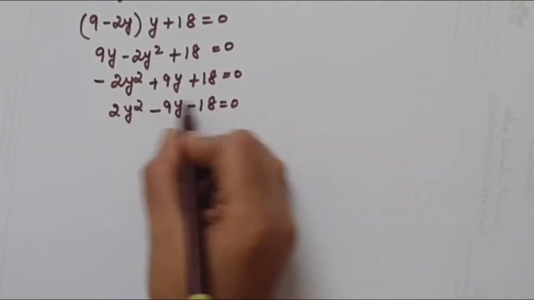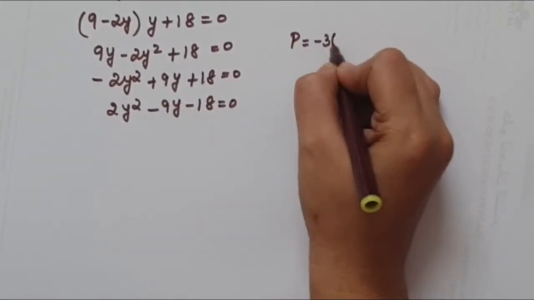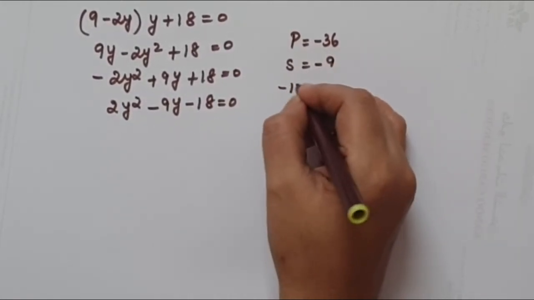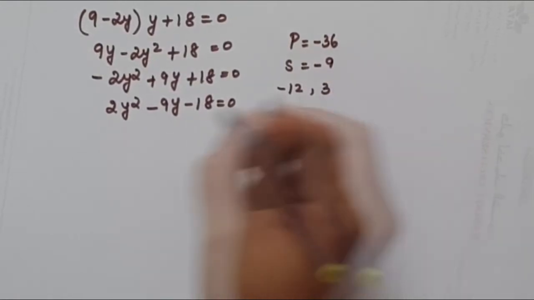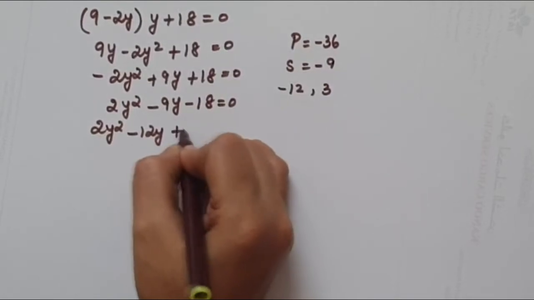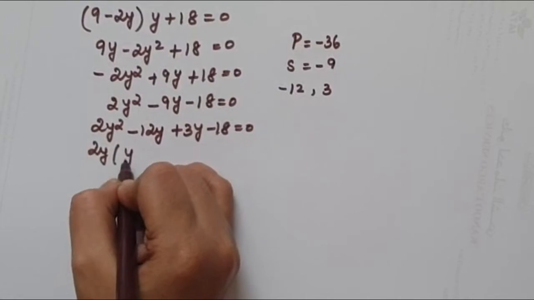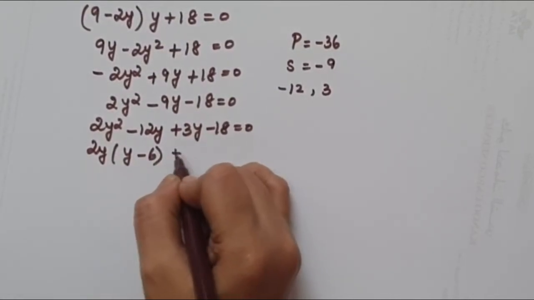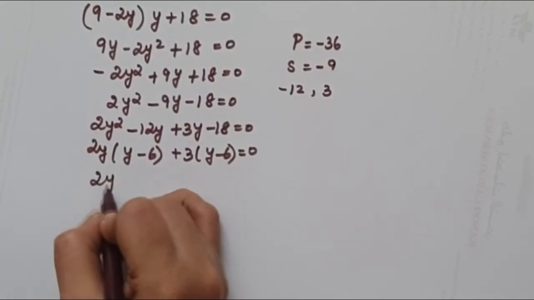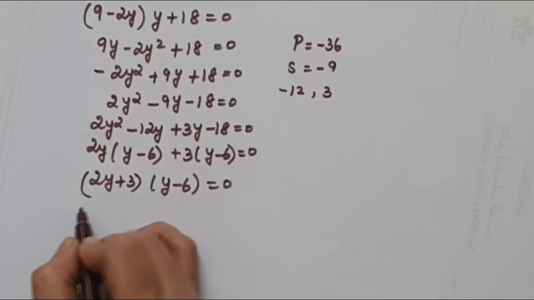So now here we have a 2. This 2 has to be multiplied with 18. So our product is minus 18 multiplied by 2, which is minus 36. And the sum has to be minus 9. So it will be minus 12 and 3. So now we'll replace it as 2y squared minus 12y plus 3y minus 18 equal to 0. 2y is common, so y minus 6 plus 3 is common, so y minus 6. So it is 2y plus 3 and y minus 6 equal to 0.